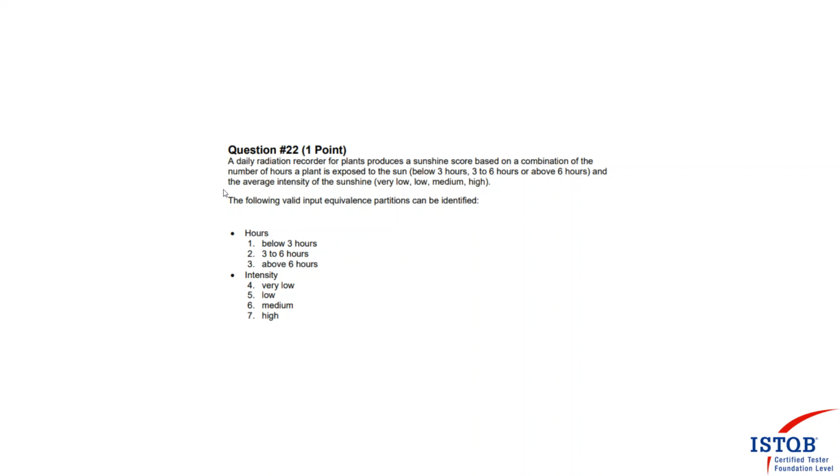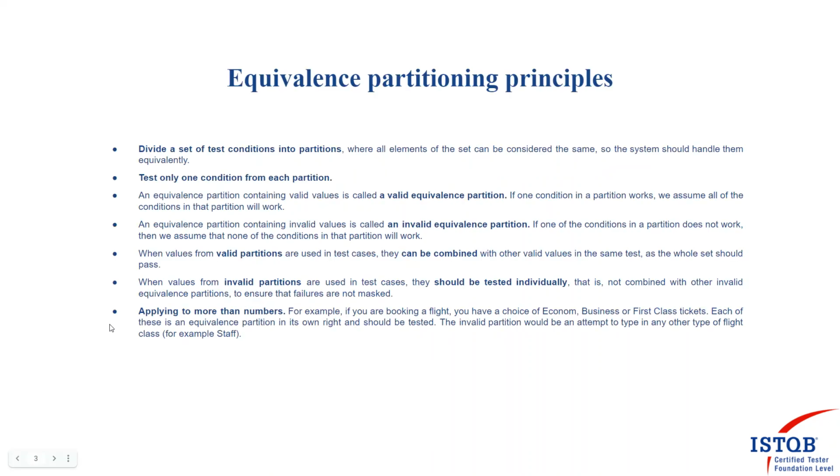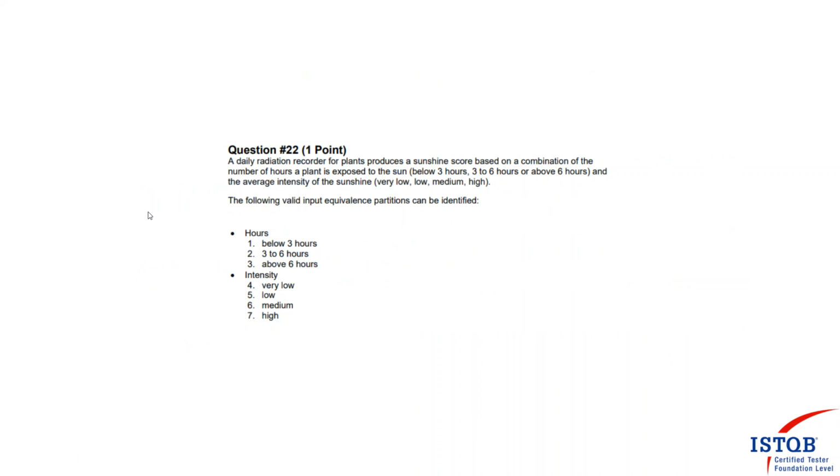The second value is the average intensity of the sunshine. It can be very low, low, medium and high. It leads us to the principle applying to more than numbers. Because of that, each of these values can be a partition on its own. And we can identify 4 partitions related to the intensity of the sunshine. We have 7 partitions in total.